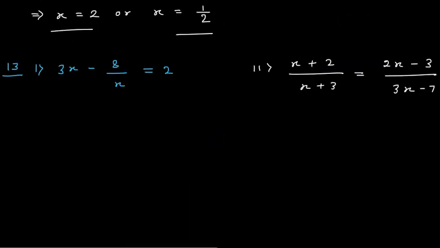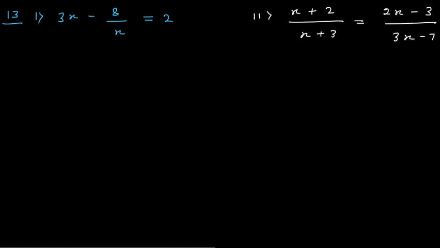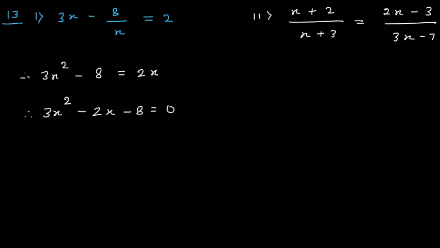Now let us see this 13th question. The first question is 3x minus 8 upon x is equal to 2. So here we multiply each term by x. Therefore here you will get 3x square minus 8 is equal to 2x. What we have done? We have multiplied each term by x. Now we write them in standard form, which is 3x square minus 2x minus 8 is equal to 0.